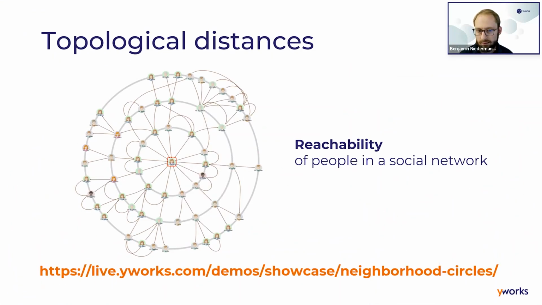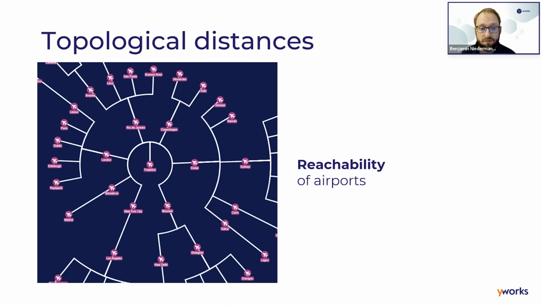A very similar example is the reachability of airports. So assume that you would like to do a journey and you would like to start at the airport Frankfurt, which is a large airport in Germany. And you would like to know how many hops you need, so how many transfers you need to get to one of these airports here. And for example, from Frankfurt to Stockholm, you need to switch once, namely in Copenhagen.